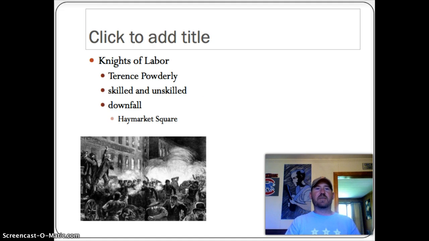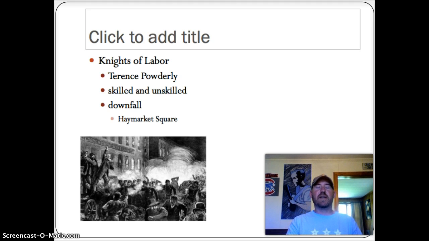The first one is the Knights of Labor, which was founded by a man named Terence Powderly. Now, all of these unions, or labor organizations, as you might see them called, are starting for the same reasons. They're starting because working conditions suck. They're not being paid a lot of money. It's dangerous. All these things lead to workers wanting better conditions. The Knights of Labor was a combination of skilled and unskilled workers, and they're fighting for these things that I just talked about.